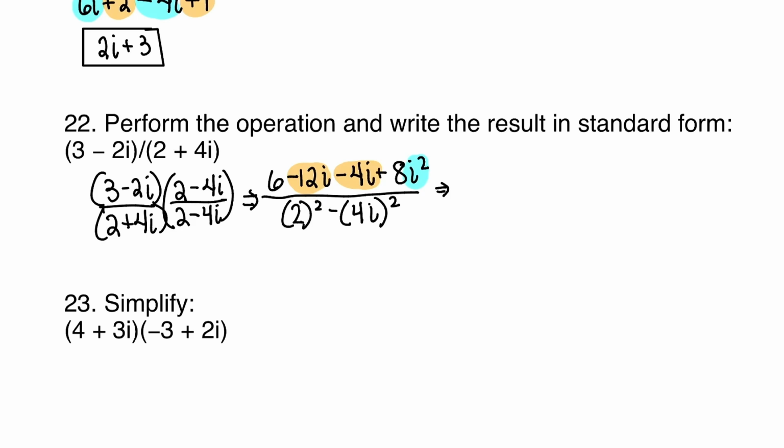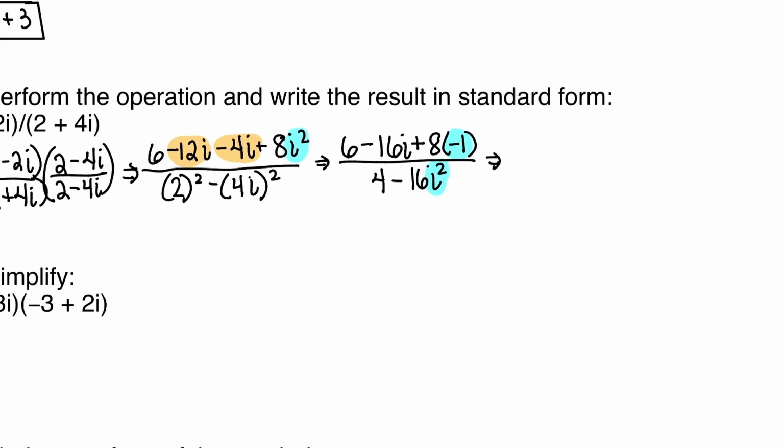When we're working on the denominator, this squared applies to both the 4 and the i. I've had a lot of students make mistakes there. So we have 6 minus 16i plus 8 times negative 1, because i squared is negative 1. In the denominator, 2 squared is 4. 4 squared is 16. And then we're going to have i squared again, and that's also going to be negative 1 down there.